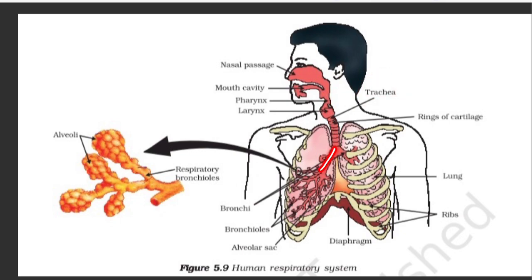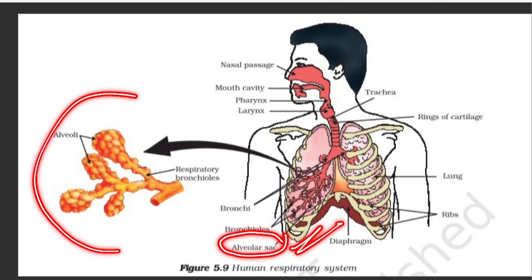And then these two branches, can you see? So these branches are called bronchi. So this bronchi will further make branches like this. And these branches are called bronchioles. And at the end of the bronchioles you can see sac like structures which are present. Sac or balloon shaped structures you can see. So those are called alveoli or alveolar sac.